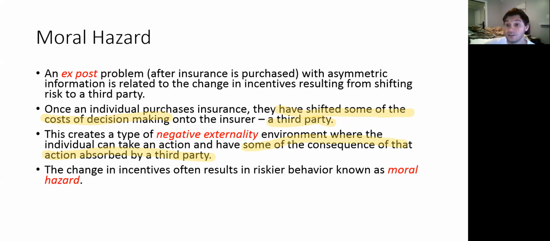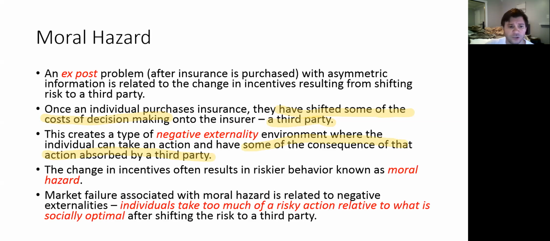So the change in incentives that often results in riskier behavior once you shift that risk away is what moral hazard is. And the market failure associated with moral hazard is related to negative externalities. Individuals do too much of the action relative to what is socially efficient after they shift that risk to a third party. They take too much of that risky action because they do not face the full consequences of that action anymore.